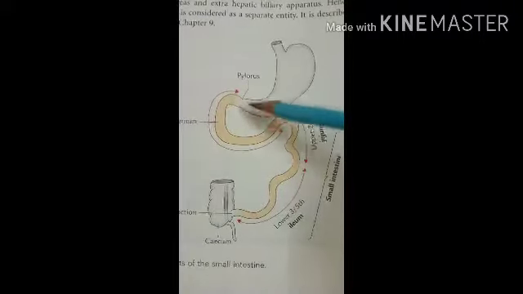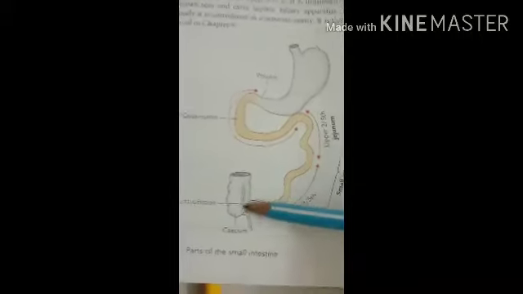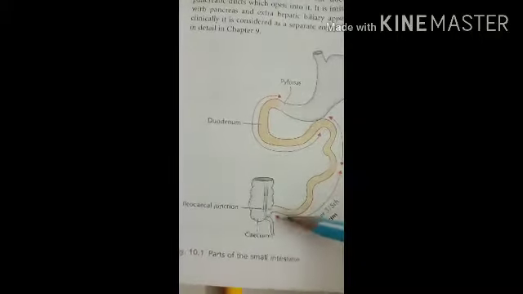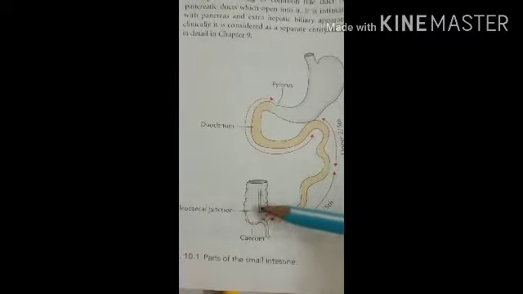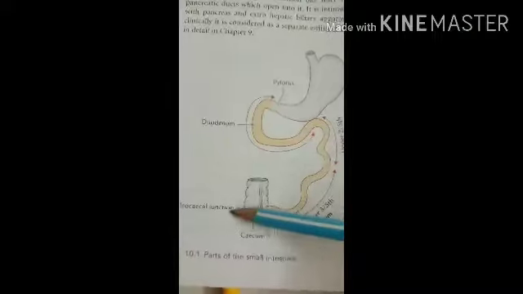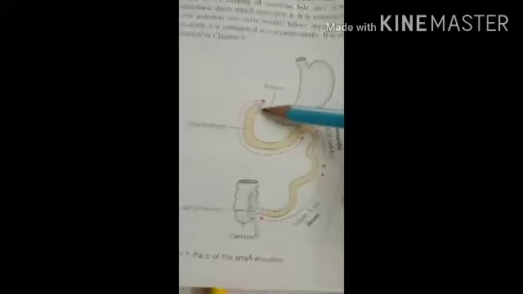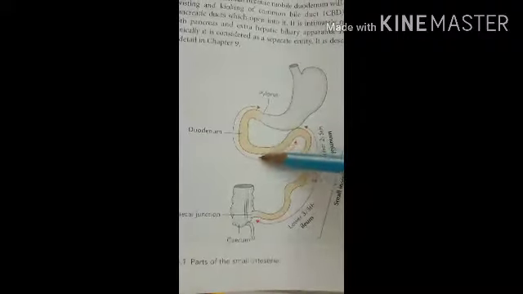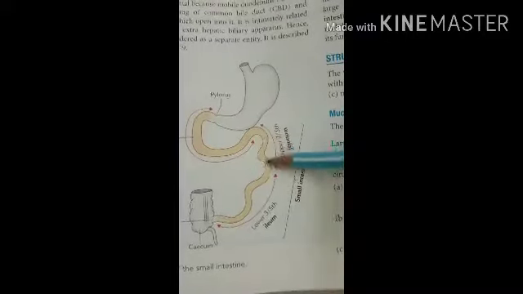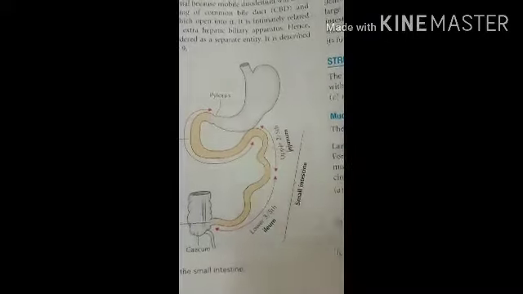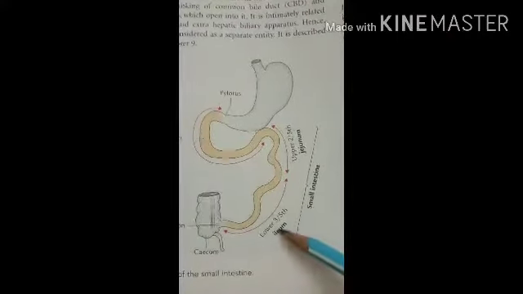So the small intestine starts from the pylorus of the stomach and ends at the ileocecal junction. Here you can see this ileum enters the cecum of the large intestine. That junction is called the ileocecal junction. The first part of the small intestine is called the duodenum, which is C-shaped in structure. The second to fifth part of the small intestine forms the jejunum, and the lowermost 3/5 part forms the ileum.